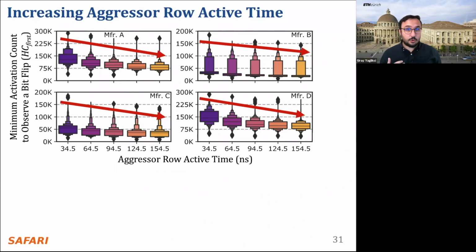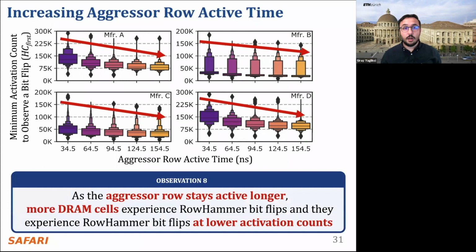So based on our observations on the bit error rate and HC first, we conclude that as the aggressor row stays active longer, more DRAM cells experience bit flips, and they experience RowHammer bit flips at lower activation counts.